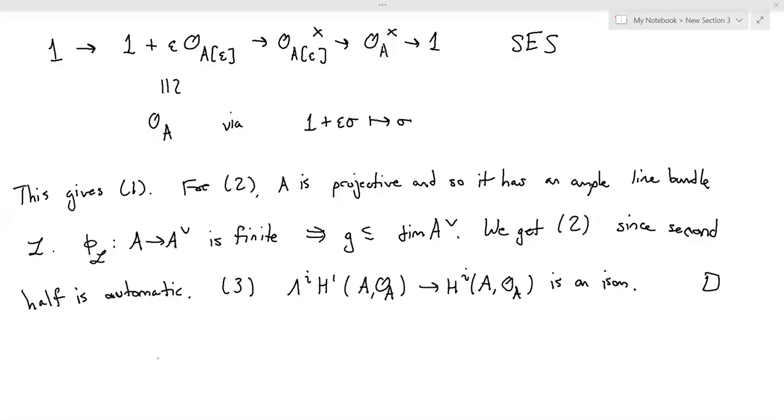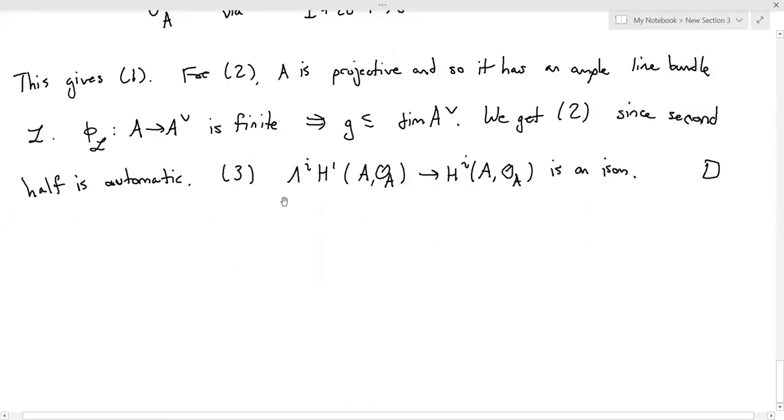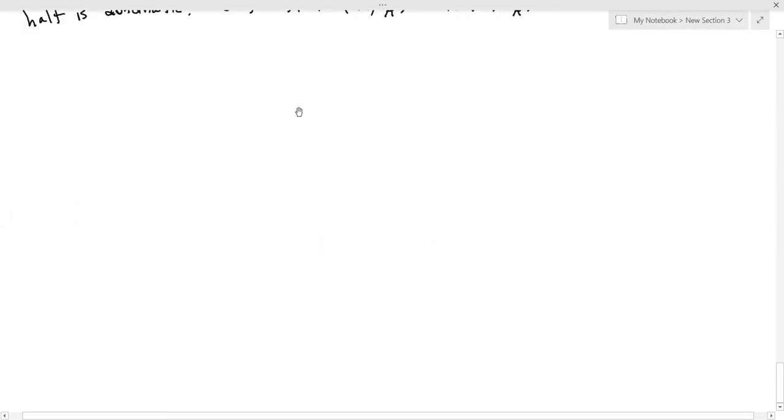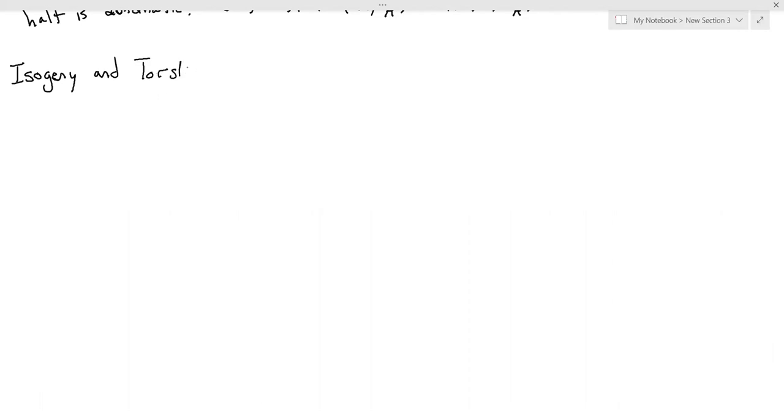All right. Let me scroll down, or I guess I have to pan down. All right, so from here we move to our next topic and our last topic for today, which I will simply give the title of isogeny and torsion, if I can spell. Maybe I can't.